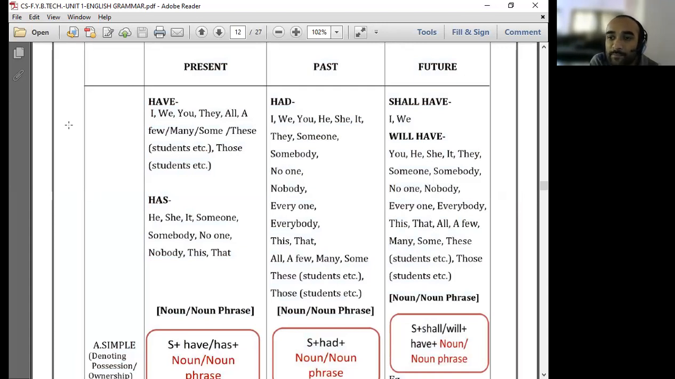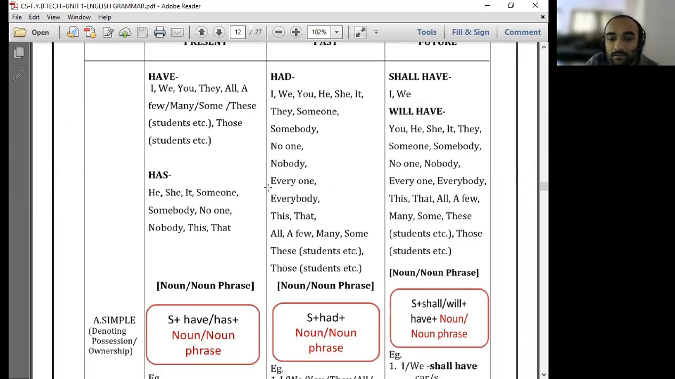I have some books with me. माझ्याजवळ काही पुस्तकं आहेत. So it shows the possession, or it shows the ownership of myself on those books. So have is used after plural subjects, only exception is I, and has is used for singular subjects. has केव्हा वापरतो आपण तर सिंग्युलर सब्जेक्ट नंतर वापरतो. फॉर एक्झाम्पल ही, शी, इट, someone, somebody, no one, nobody, this, and that.